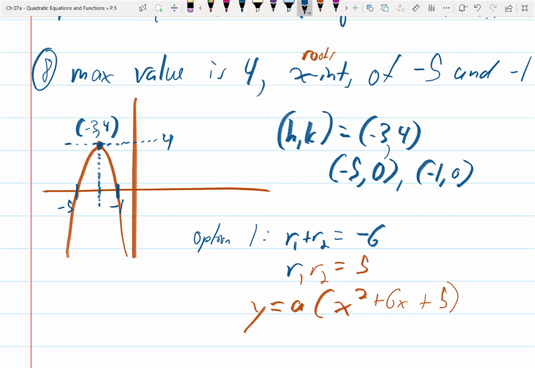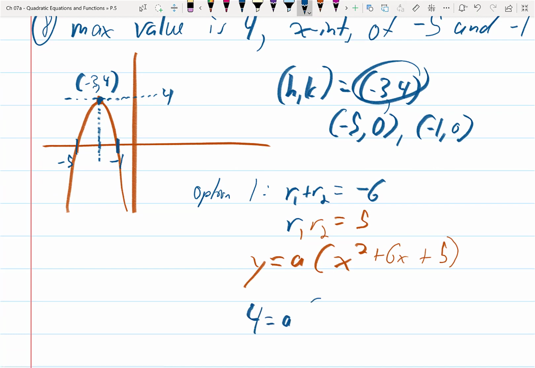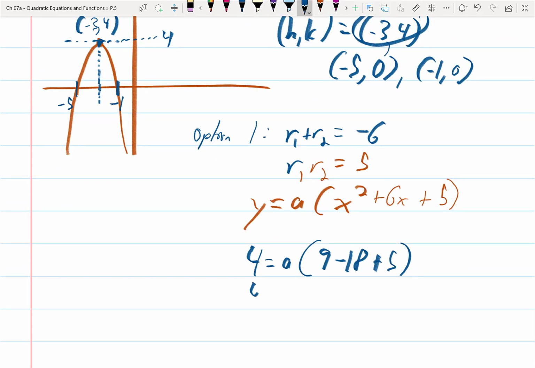If only you had one other ordered pair on this graph that were not the roots to plug in and figure out what a value is. You do. We have the vertex. So I'm going to plug in 4 is equal to a times (-3) squared, which is 9, minus 18 plus 5. Do we have to do a substitution step here? I'm substituting (3, 4).